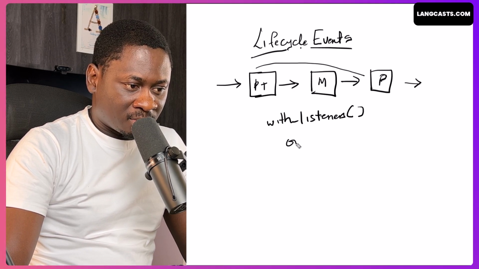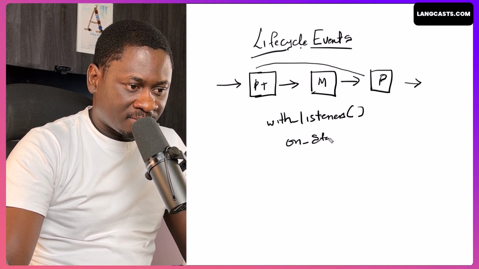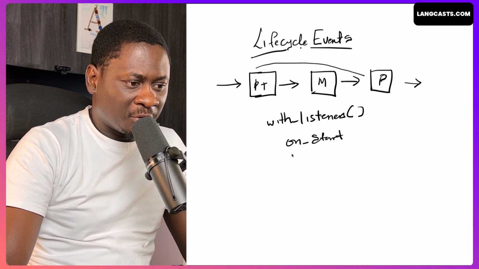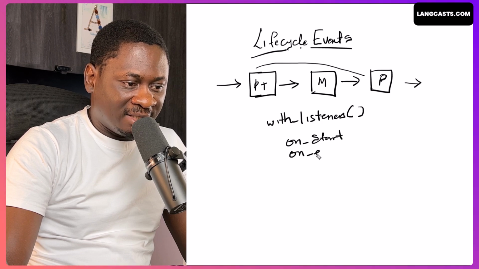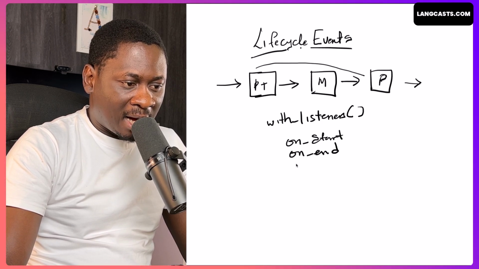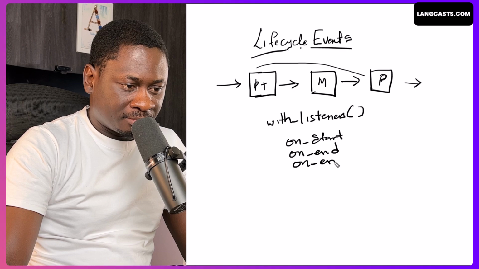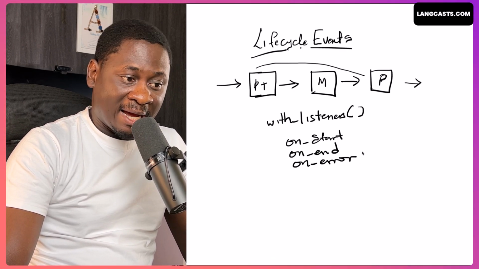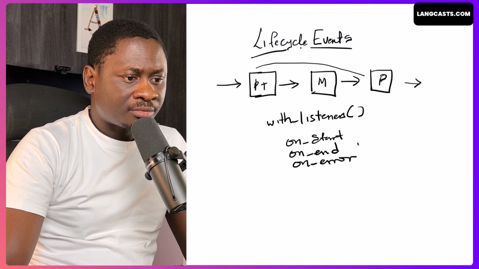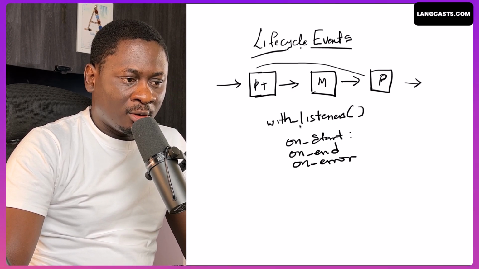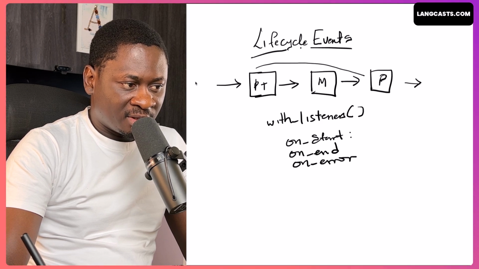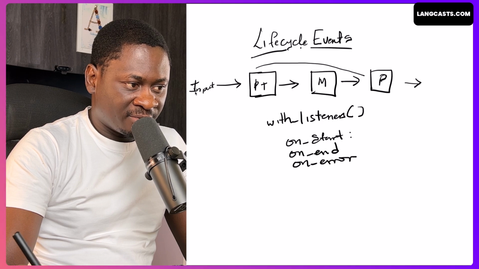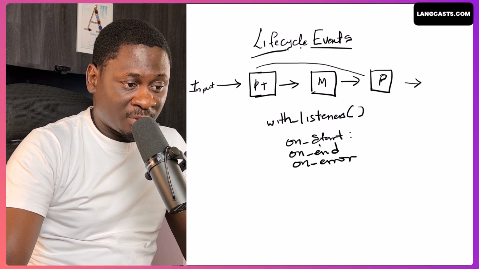The first one is on start. Pardon my writing, you're going to see better when we start coding. The second one is on end, and the third one is on error. So we have on start, on end, and on error. On start is going to be triggered once the chain receives the input, because that is when the operation starts. That's when the chain starts running.